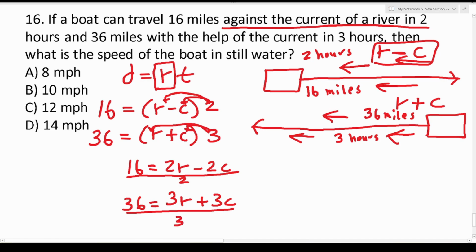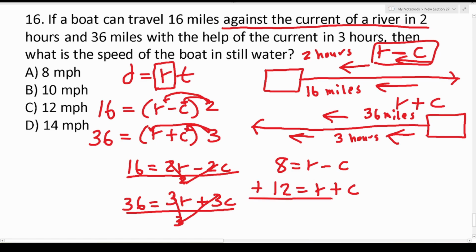Again, this becomes 16 divided by 2, which is 8, equals, again, this is just going to cross out here, R, and this crosses out here, minus C. And 36 divided by 3 is going to be 12, equals, again, this crosses out here and this crosses out here. So this is R plus C. Again, R refers to the rate of the speed of the boat, the rate of the boat in still water. So we just want to solve for R at this point. And we have a little system of equations here.